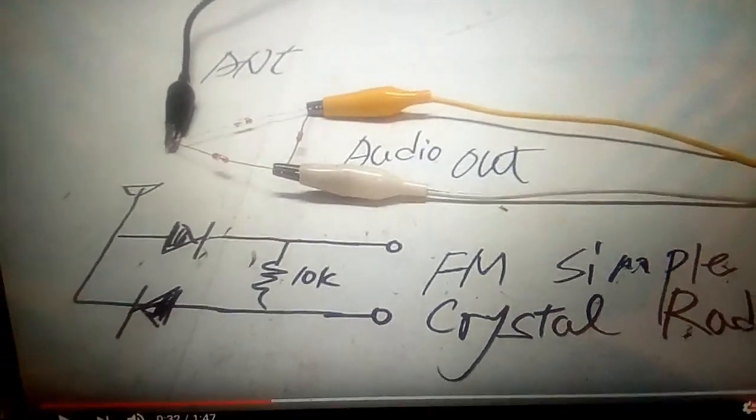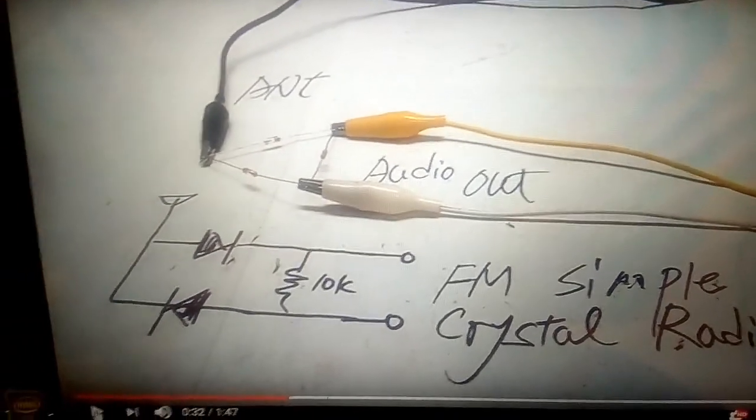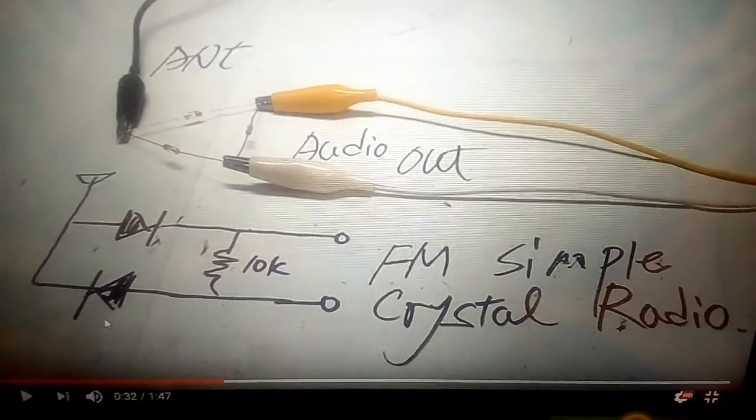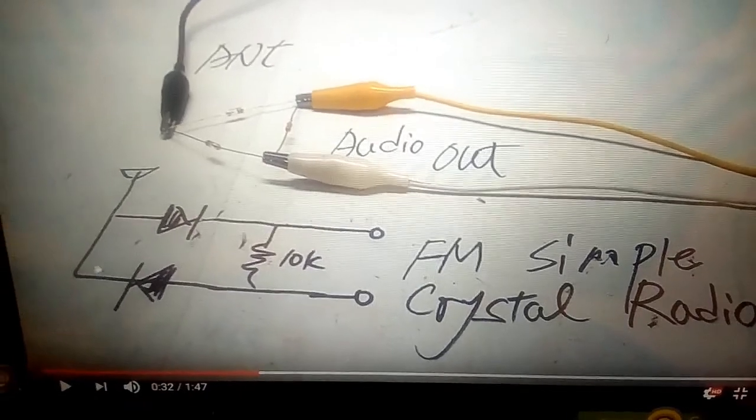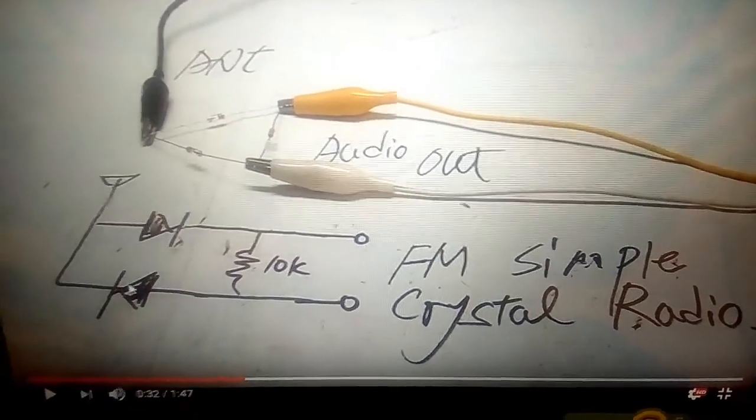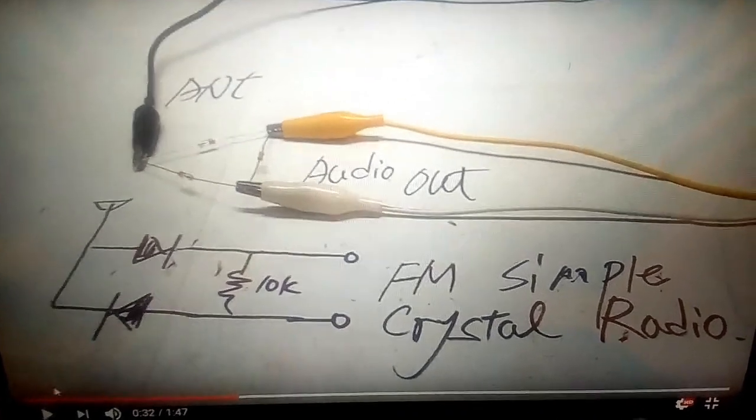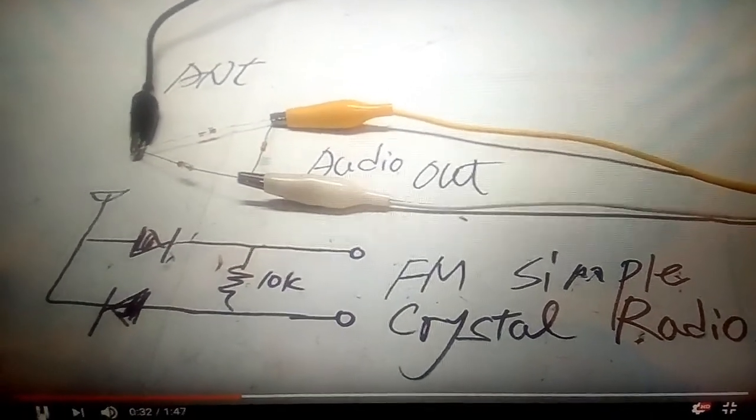I was looking around on YouTube for various projects and I saw this come up. It's supposed to be an FM simple crystal radio, just using two diodes and a resistor. So I thought it looks quite good and interesting. I'll play a little bit of the.